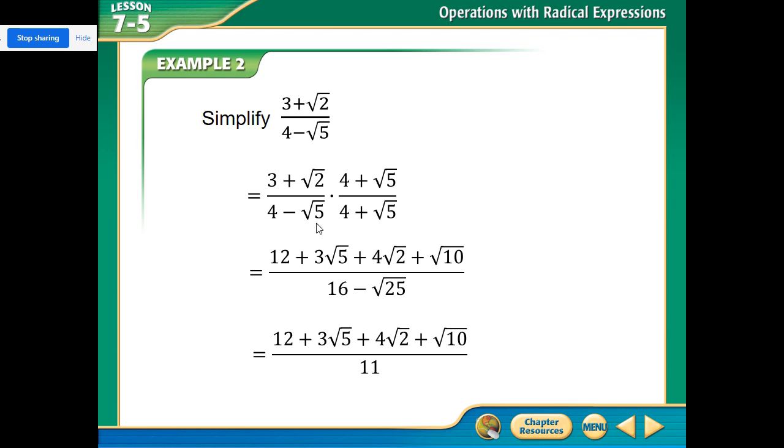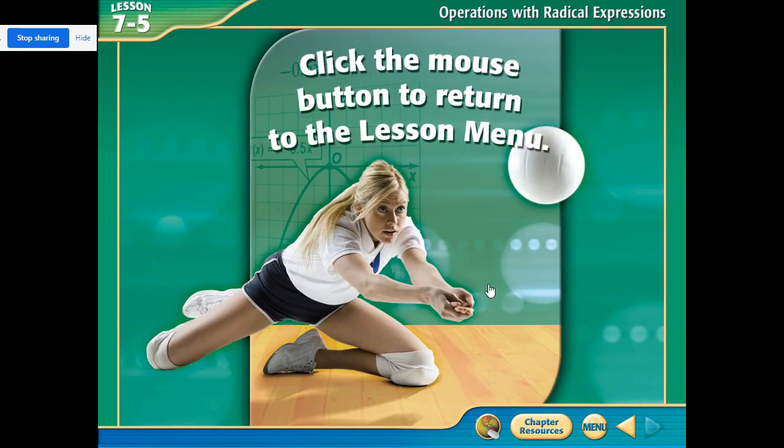Again, in the denominator, all I have to do is the first and the last because the middle ones cancel out. So 4 times 4 is 16. And this is negative square root of 25. Well, square root of 25 is just 5. So 16 minus 5 is 11. The numerator here is a big mess. This definitely looks a little bit simpler than this, but it is a big mess. However, it is a mess that we can deal with. And so this is considered simplified. And that's what I have for you today.